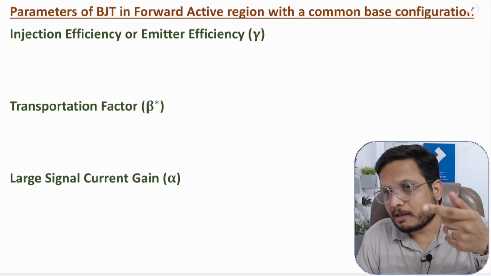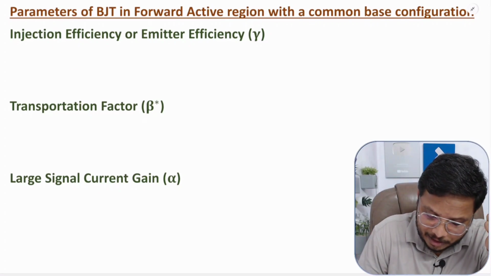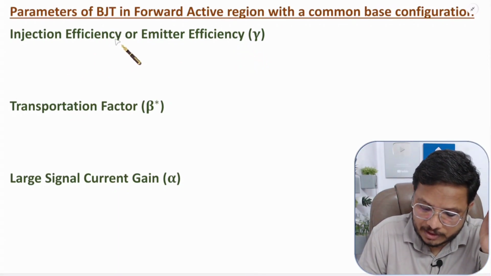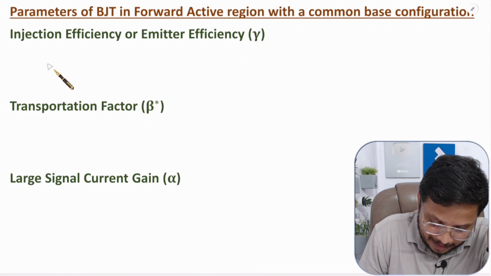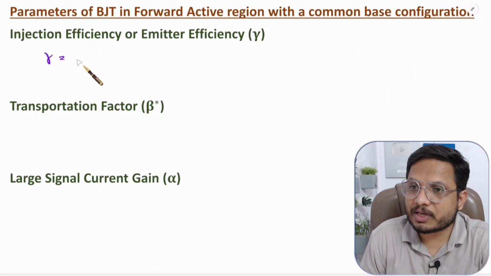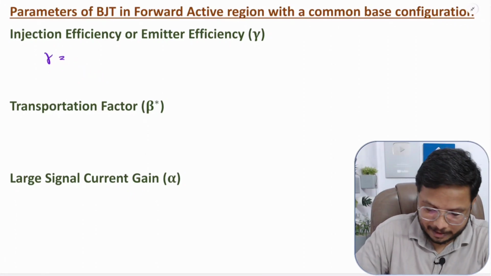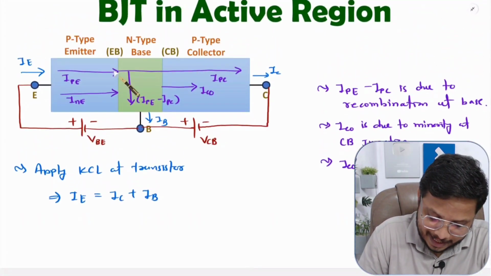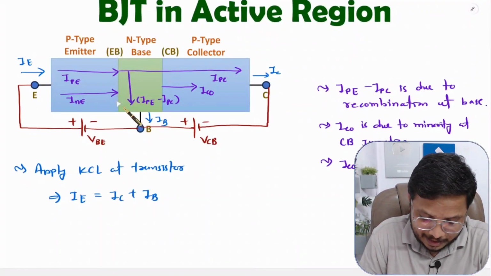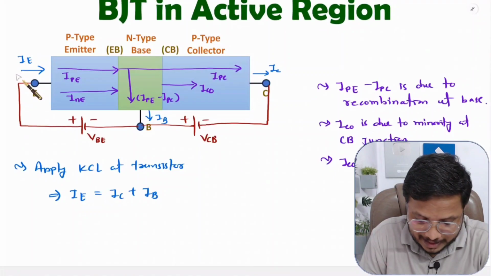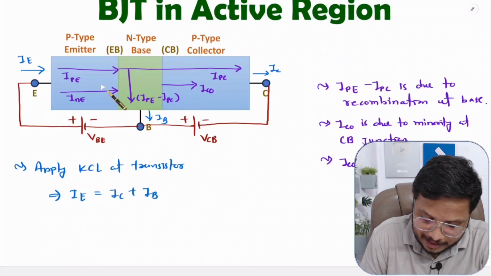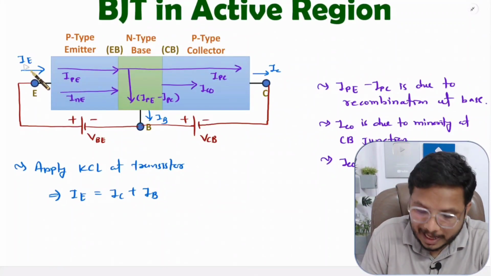The reason is that in future when I solve examples, I'll be using the notations I am using here. So injection efficiency or emitter efficiency is gamma. Let me define it first. This gamma is the injected current at junction E divided by the total current injected at the emitter. Injected current at junction E is IPE, divided by total current IE.